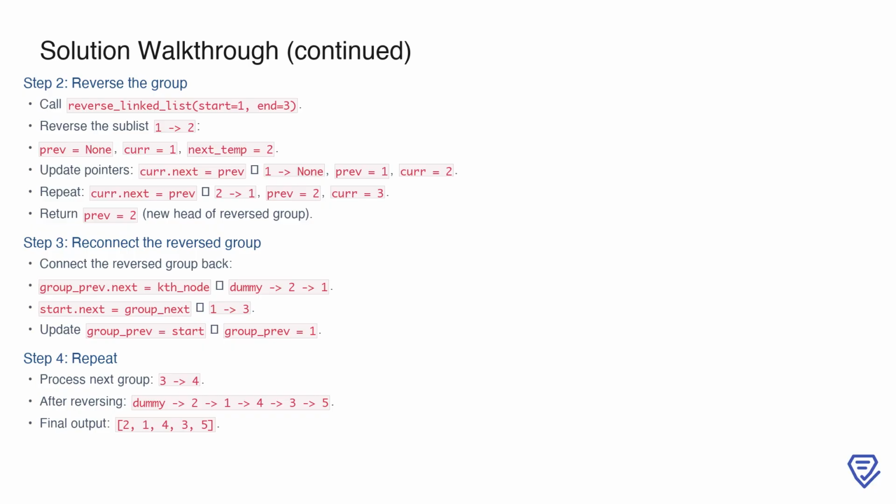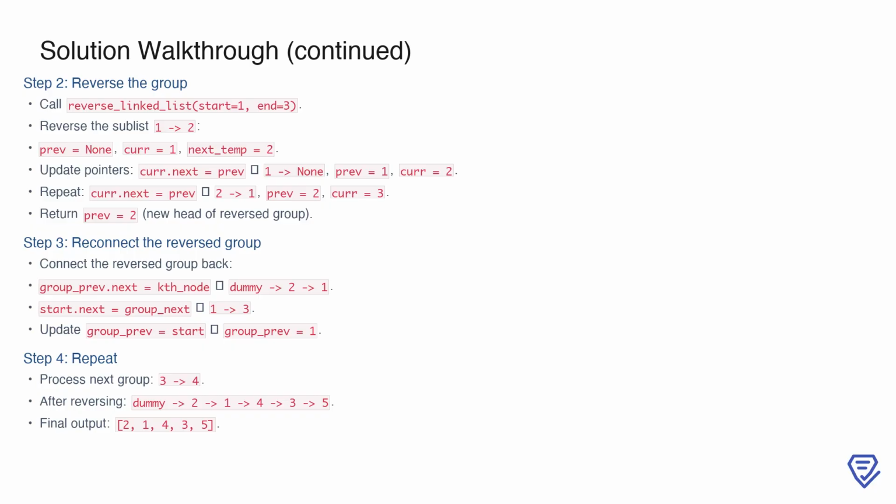Initially, previous is set to none, and cur points to 1. We update the links iteratively. First, cur.next is set to previous, making 1 point to none. Then, previous is updated to 1, and cur moves to 2. This process repeats for the next node, resulting in 2-1. After the reversal, the function returns previous, which now points to the head of the reversed group, 2.